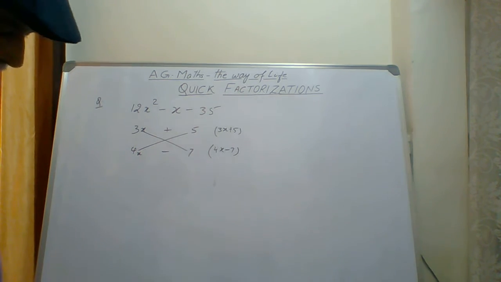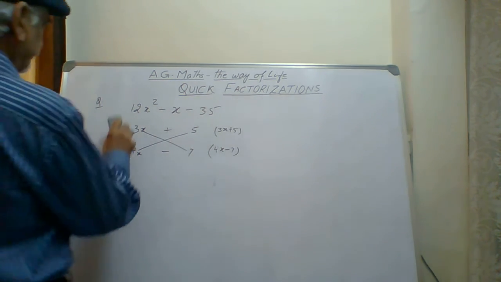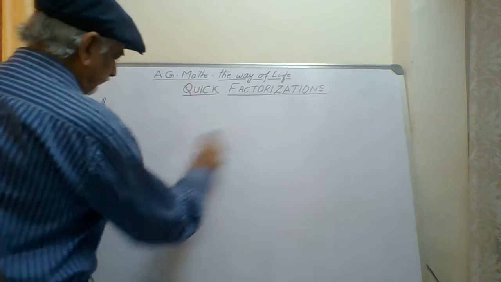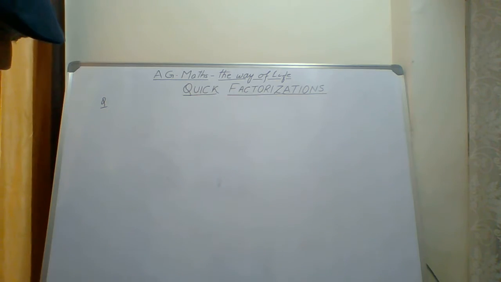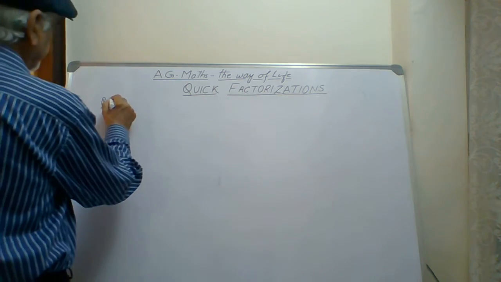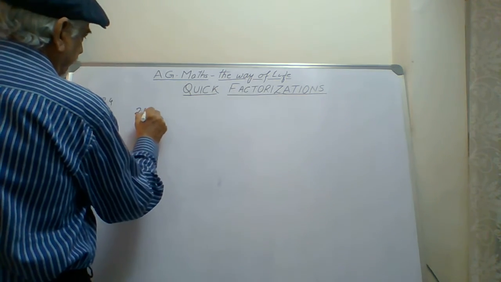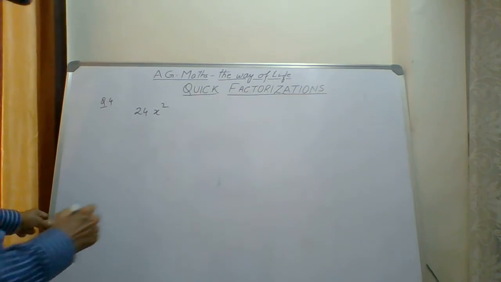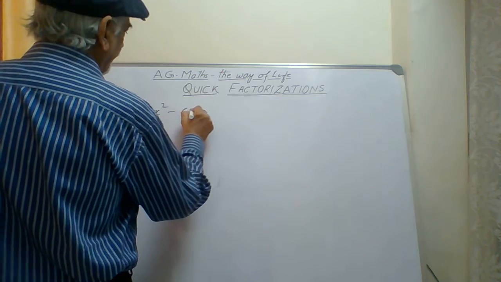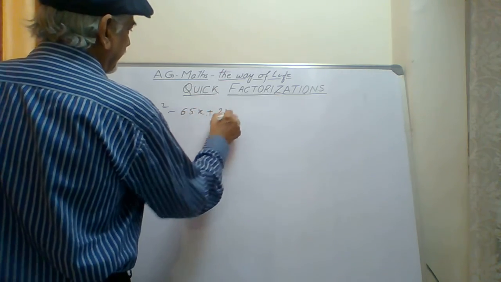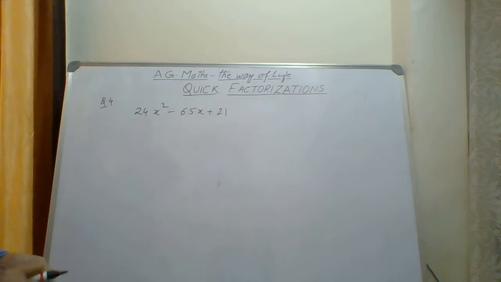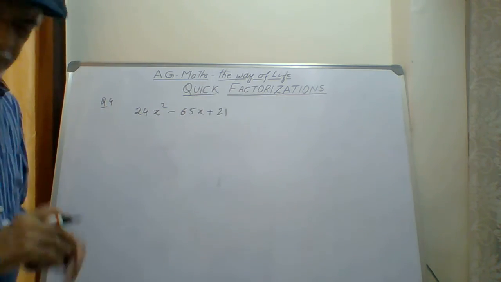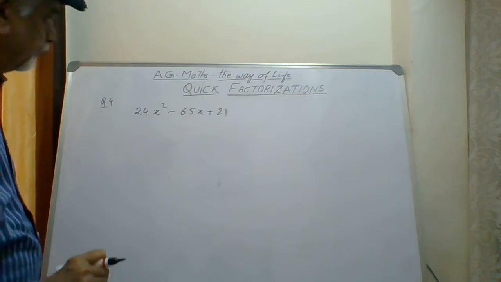Next one I take a different approach. Next is 24x square minus 65x plus 21. These are very big coefficients, so nothing to worry about. You follow the same principle.